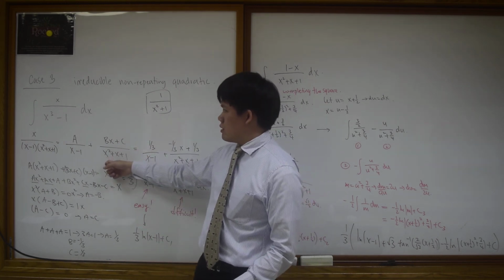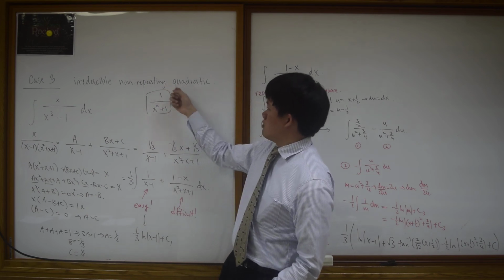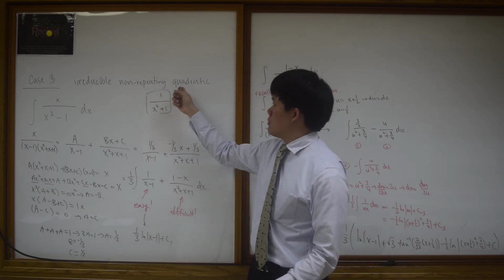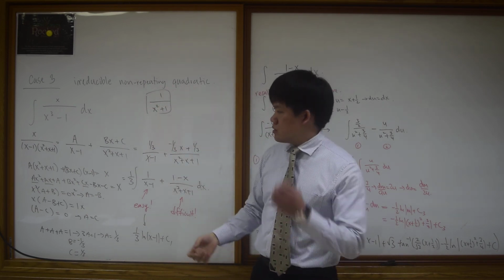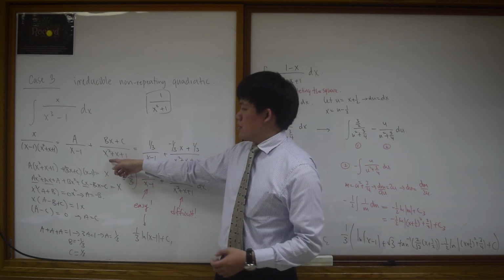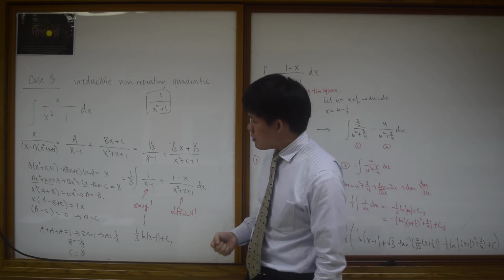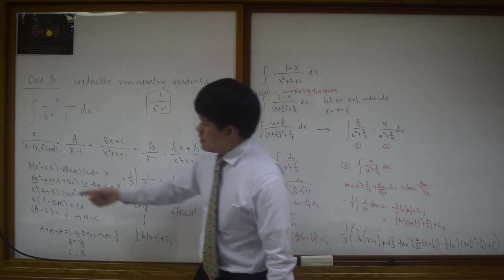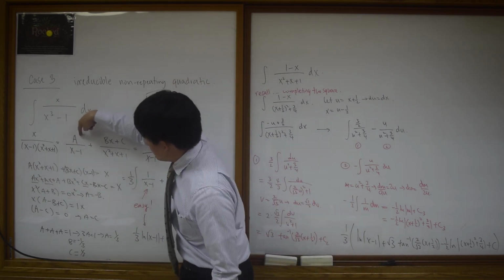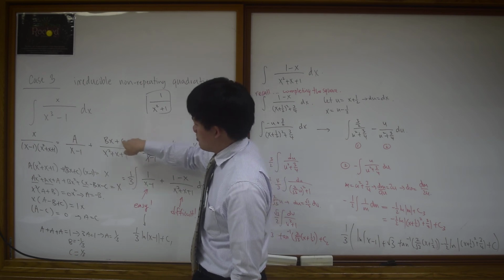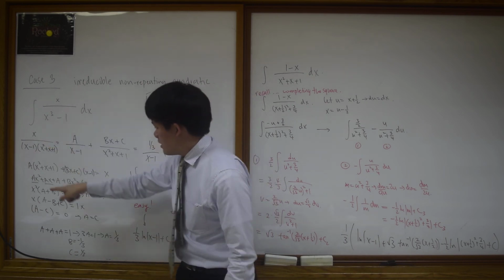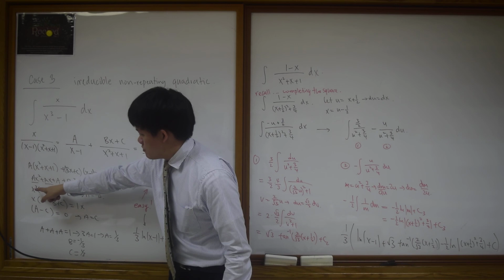If it's an irreducible, non-repeating cubic function, then it would be x cubed plus whatever. In that case, it would be x squared plus cx plus d. Okay, so I go ahead with this. Ax, multiply everything out. So this one multiplied by the denominator, this one multiplied by this, and this equals x. And then we end up with x squared terms.